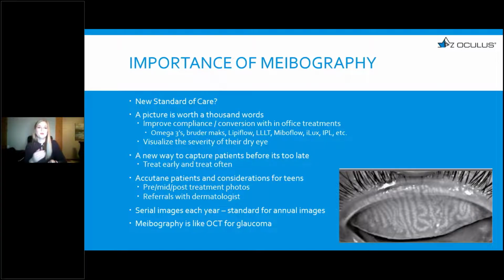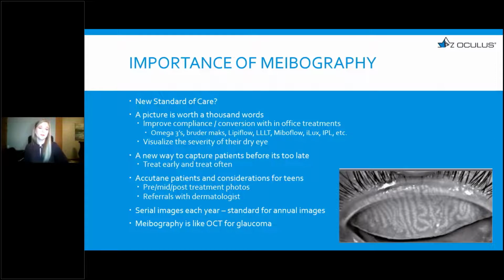And if you can start patients on omegas and warm compresses, or even doing a LipiFlow in the middle of treatment, I've seen those patients really do well. Or even just doing warm compresses every day and educating them. It's hard to educate an 18-year-old on warm compresses, but they will if you tell them the importance of it.